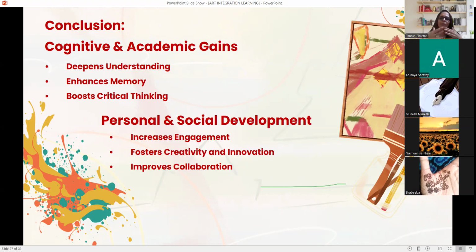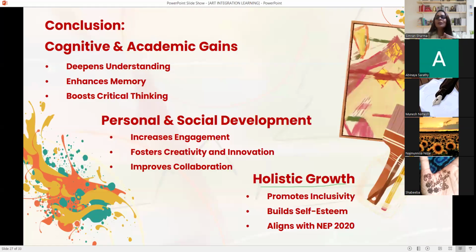Sometimes they cooperate, sometimes they don't. So they learn how to manage that and focus on the completion of the activity. It fosters creativity and innovation and improves collaboration. Holistic growth, promotes inclusivity, builds their self-esteem, makes them more confident, and aligns with NEP 2020.